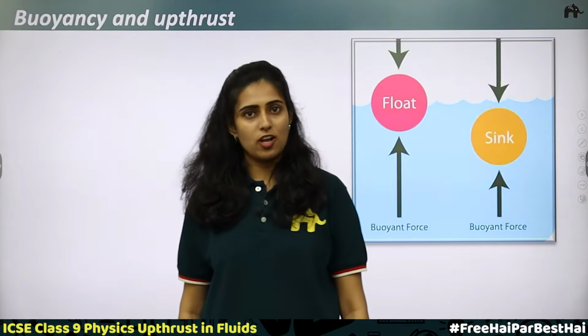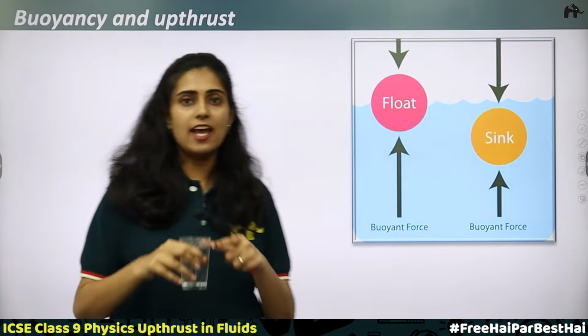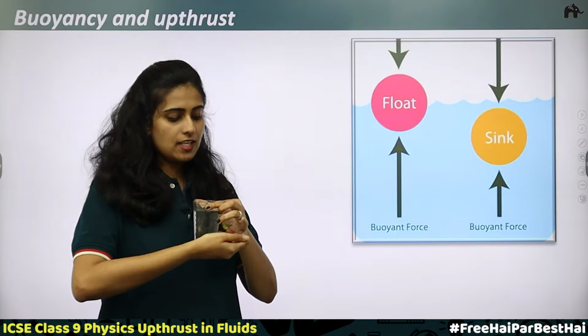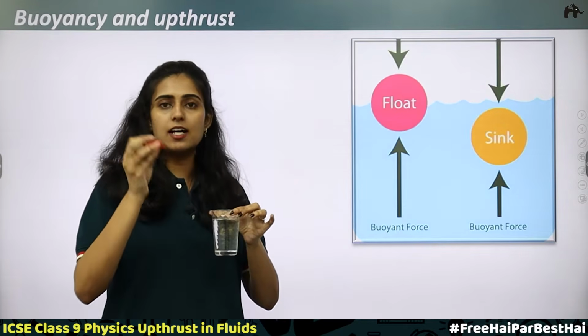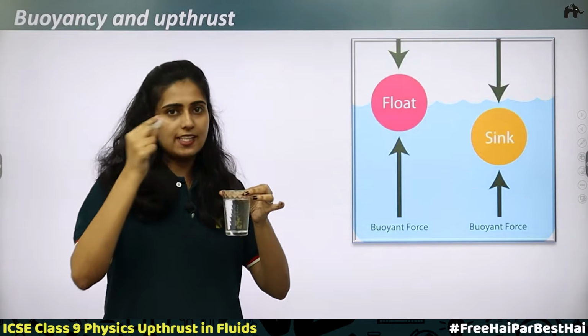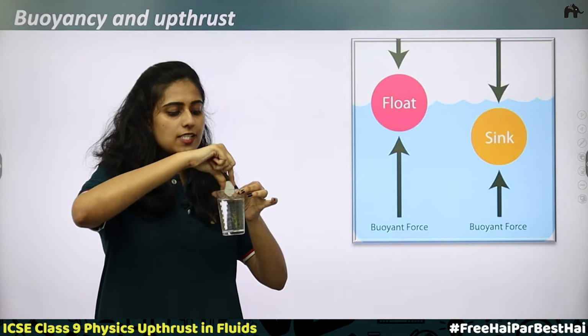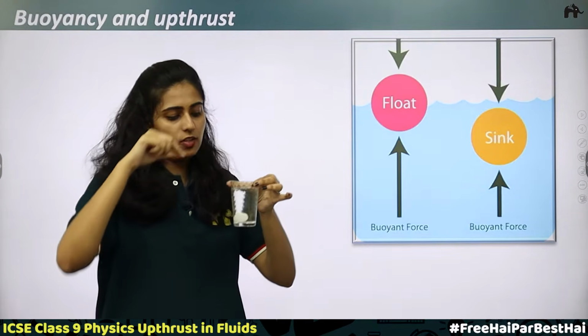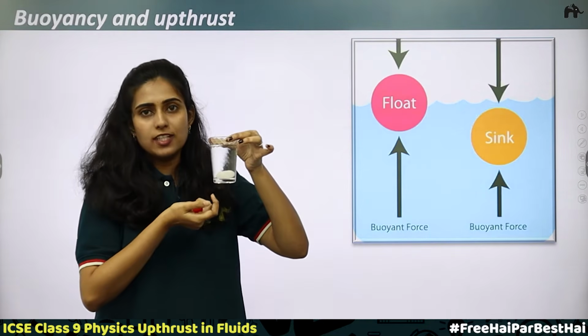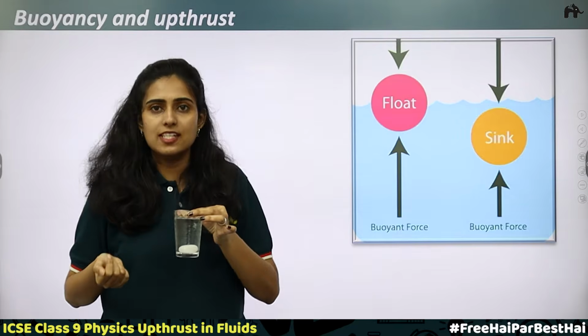What is buoyancy or upthrust? We'll start with an experiment. So here I have taken a glass of water and I have two objects in my hands, a stone and a pen cap. I'm going to put these objects inside water. Let's see what happens. So first I'm dropping the stone inside water. You can see that the stone has gone to the bottom portion of the glass. That is, the stone has sunk.